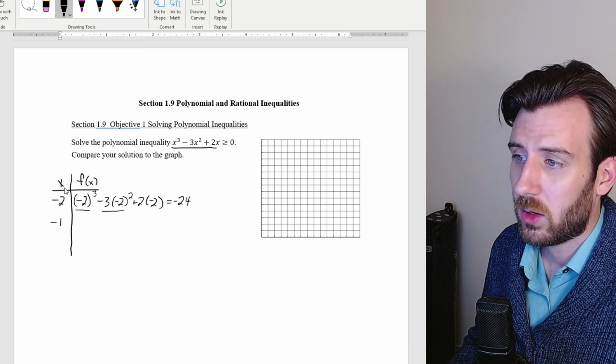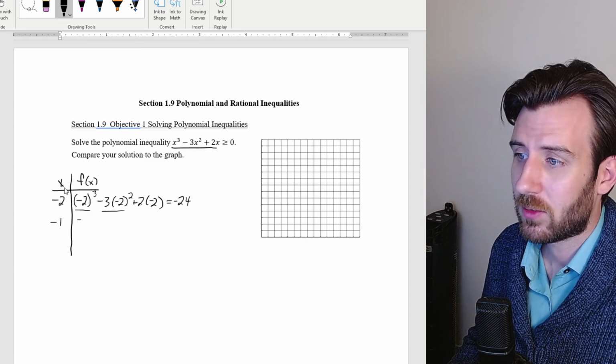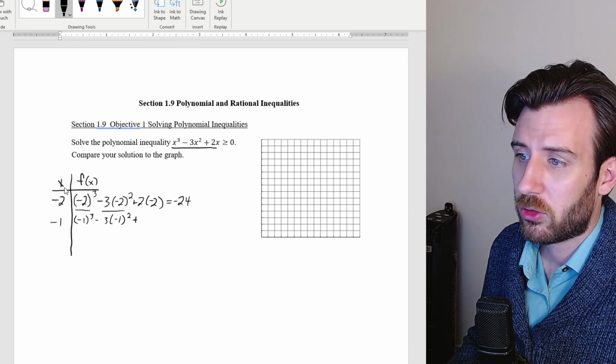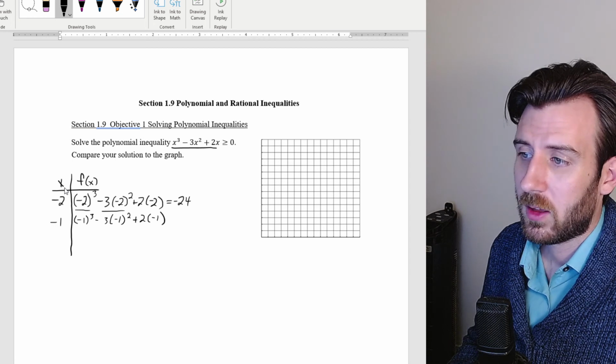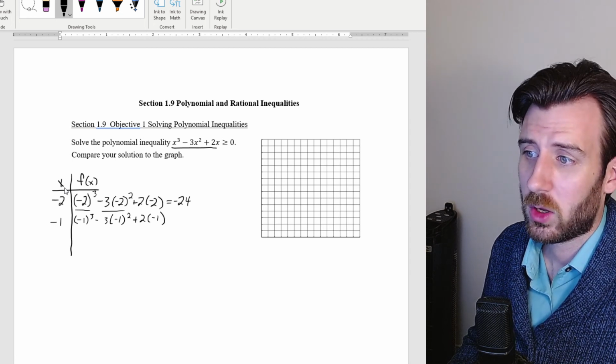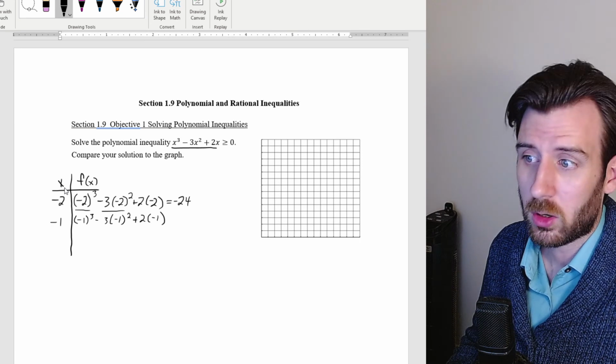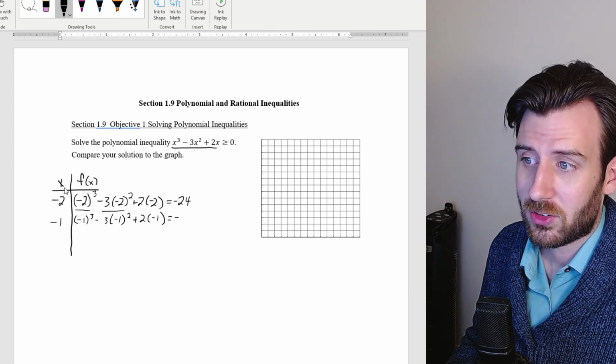We could then do -1. Similarly, we're going to get -1 cubed minus 3 times -1 squared plus 2 times -1. So again, what's it going to get us? It's going to get us -1 minus 3 would get us -4. Minus 2 more gets us -6.